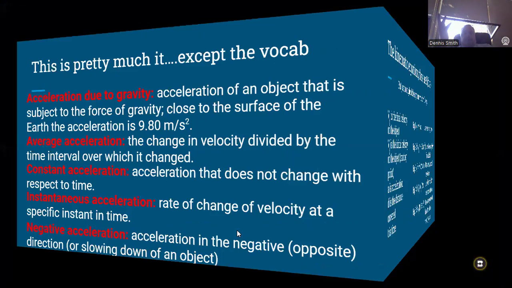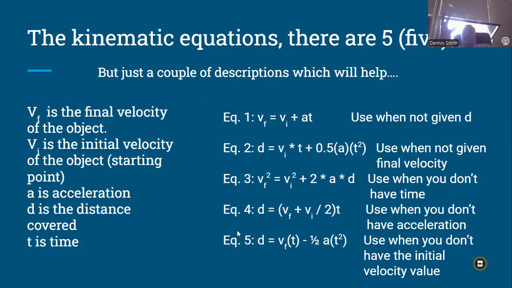Okay. So there are 5 kinematic equations. I will always give you the equations before you even ask. So the first one, let's talk about what each one of these stands for. VF is final velocity. VI is the initial velocity. A is obviously acceleration. T is time. D is distance or displacement.